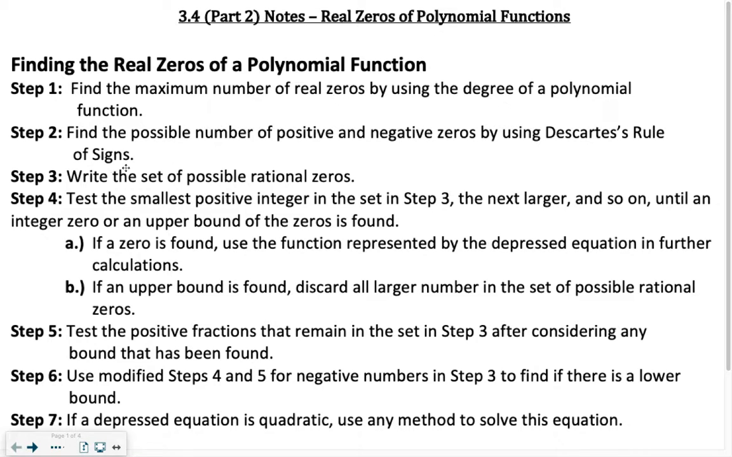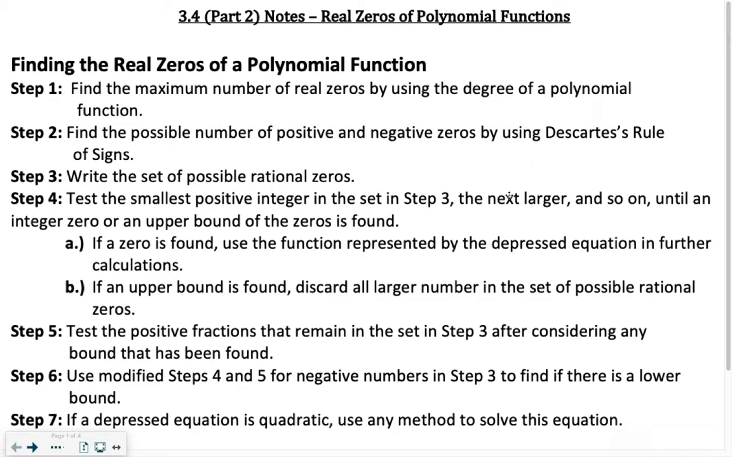Then use the rational roots theorem to find the set of possible rational roots. Remember, that was just taking all of the factors of the constant over all of the factors of the leading coefficient. And then we start testing. Okay? We just start plugging numbers in using synthetic division. Okay? Generally, we start with the smallest positive integer from our list, and usually that's 1.